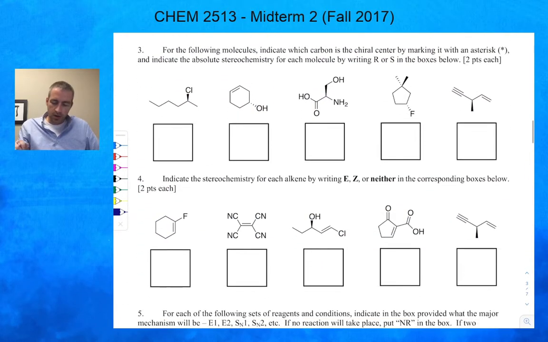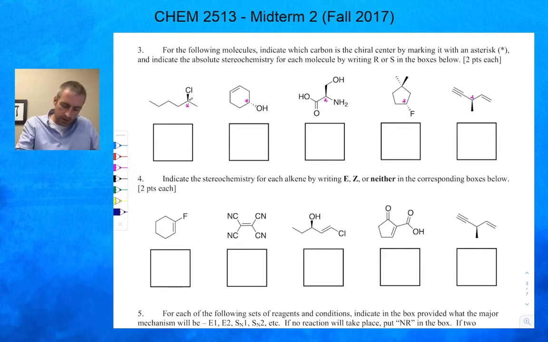For each of the following molecules, indicate which carbon is the chiral center by marking it with an asterisk, and then identify each as R or S. So that's the chiral center here, here, here, here. Here, the chiral center will be one where there are 4 different groups attached to a single carbon atom. Now they want us to also identify them as being R or S.